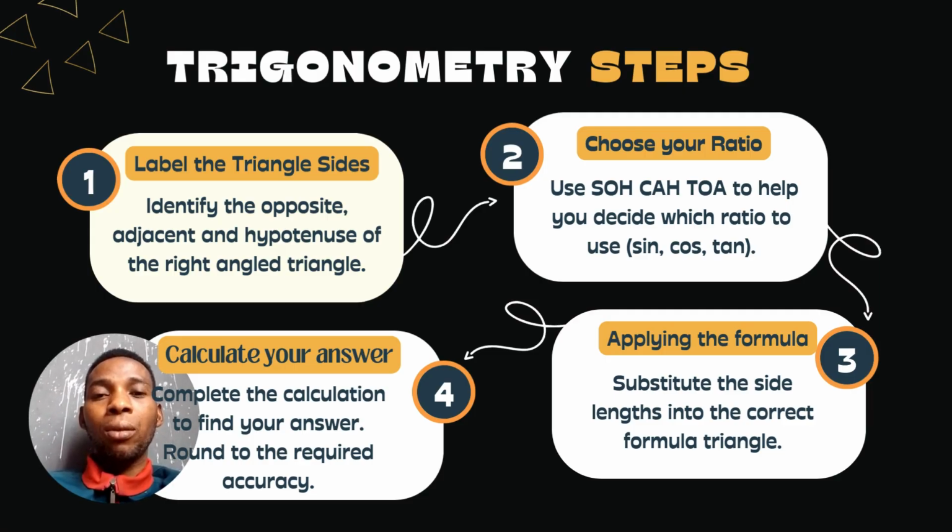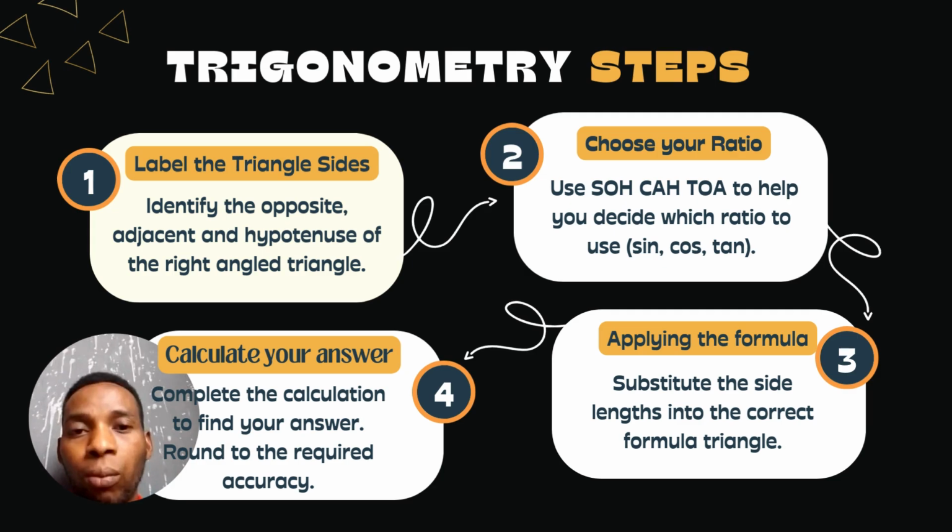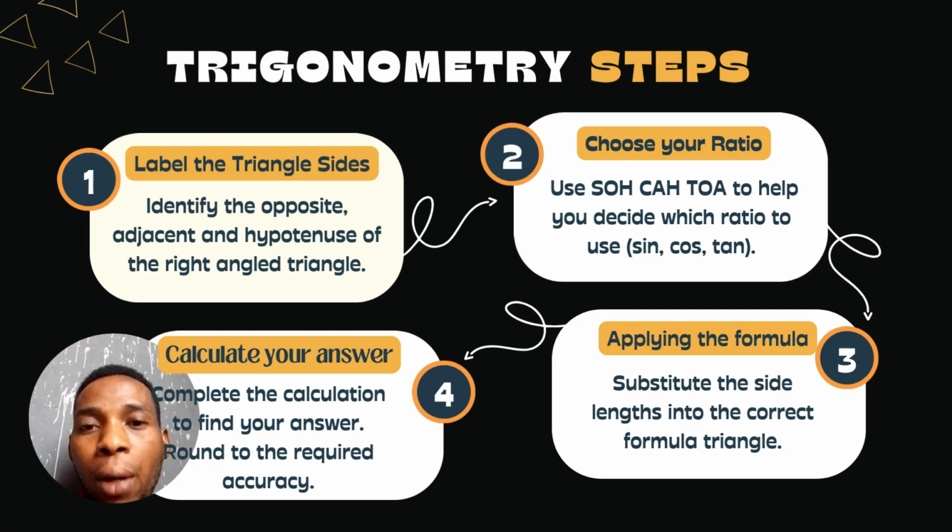Now, what are the steps that we use to solve questions whenever we are given a question that has to do with trigonometry angles? We want to find the missing sides, or probably the angles. Let's see this. Step 1 says label the triangle sides. Identify the opposite, adjacent, and hypotenuse of the right angled triangles.